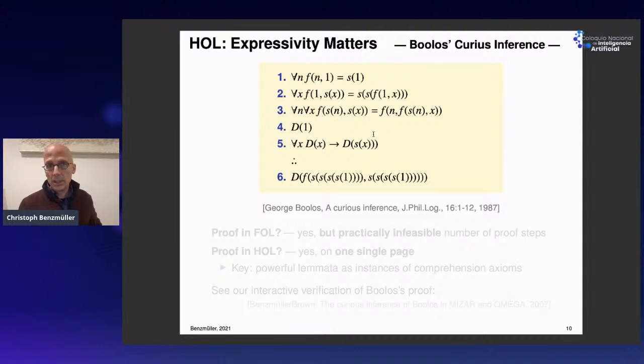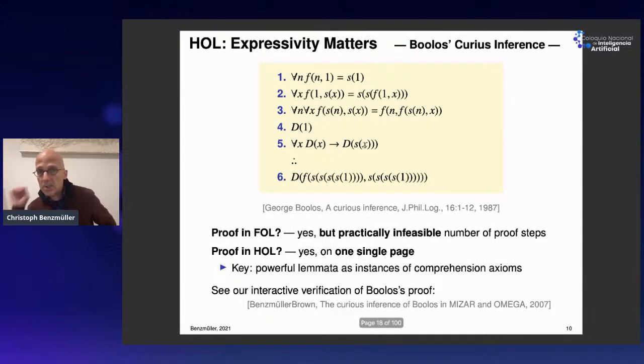Even if you're in a nice first order setting, or even in a decidable fragment of first order logic, that doesn't buy you much, because there are simply too many steps. So there is a proof in first order logic, but this is practically infeasible unless you add induction or further axioms. But if you give that same set of axioms to a higher order prover, then you can exploit that comprehension is supported natively in the system, and you can introduce powerful key lemmata as instances of comprehension principles. And then with these lemmata, by the machinery of higher order logic, you can easily give a proof on a single page. Boolos states that in his paper.